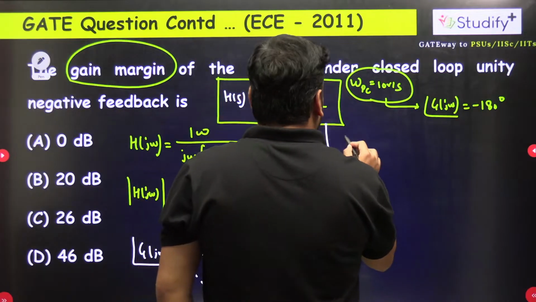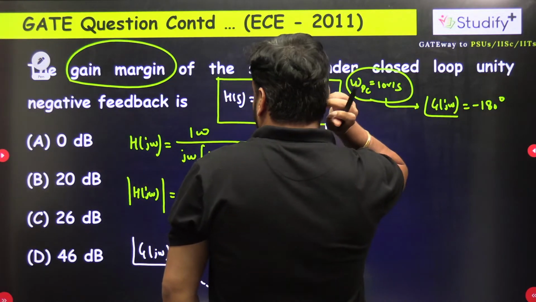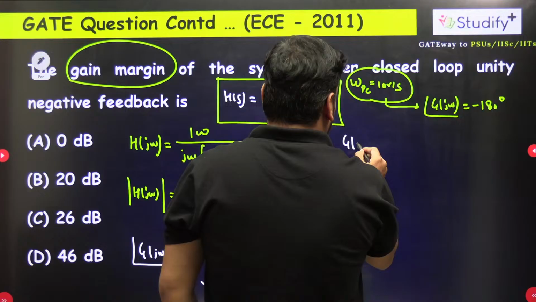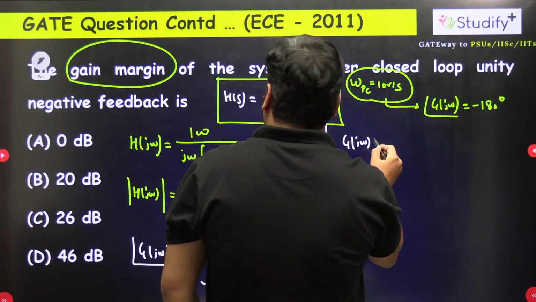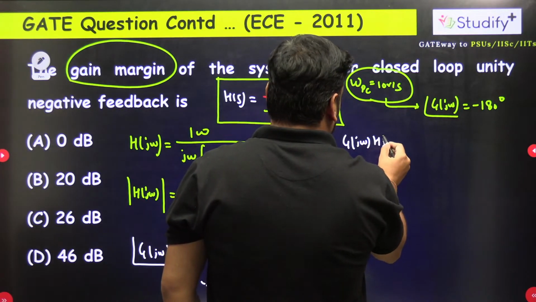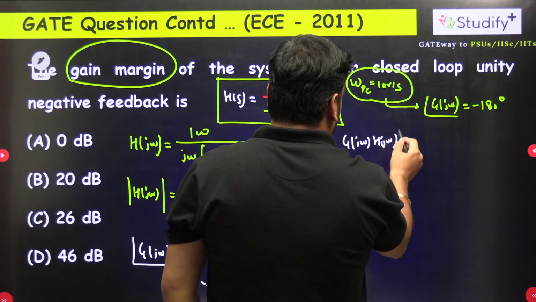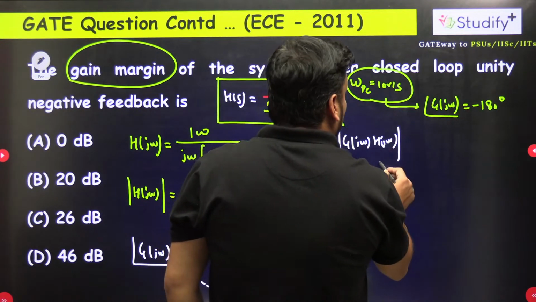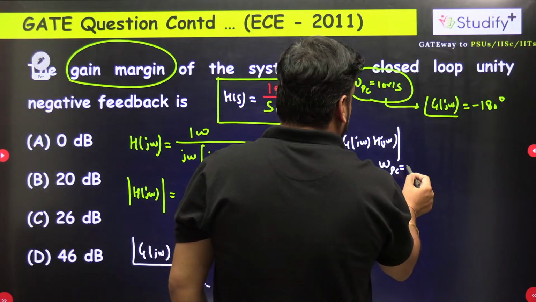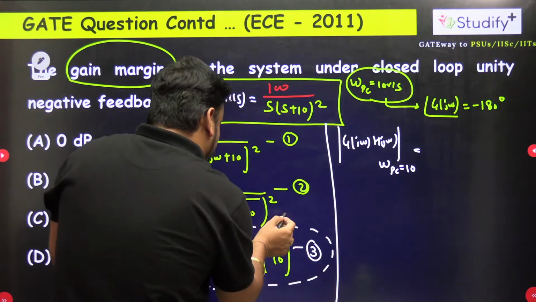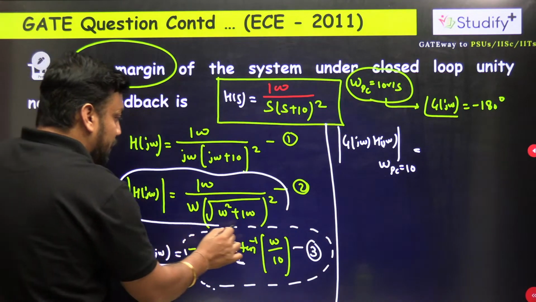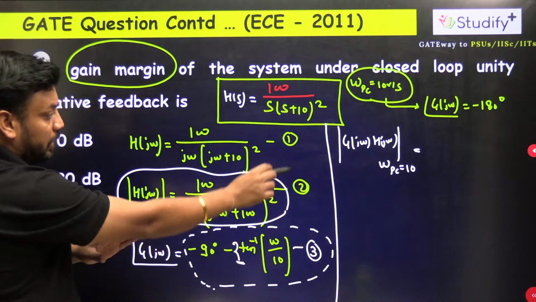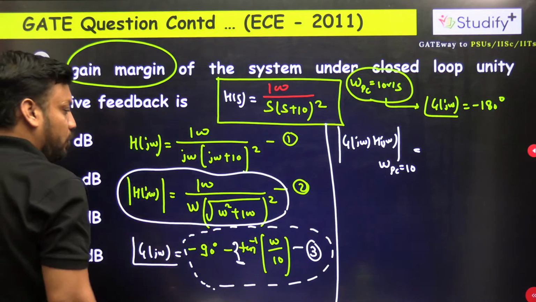Now tell me, what is the phase margin? Sir, we are looking for gain margin actually. So for the gain margin, we should write magnitude of G(j omega) H(j omega). Here the feedback is 1. So here, what is omega PC, guys? Omega PC is 10, sir. So it means in this magnitude should I put omega 10? Yes sir, omega 10 आपको put करना पड़ेगा sir.